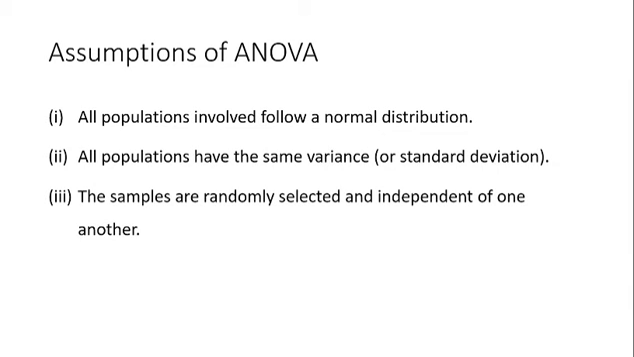There are some assumptions in ANOVA. The first assumption is that all populations involved follow a normal distribution. It is the same as the assumption of the t-test. Second, all populations have the same variance. Variance should be the same for all the populations. The third assumption is that the samples are randomly selected and independent of one another. Okay, so these are the three assumptions of ANOVA.